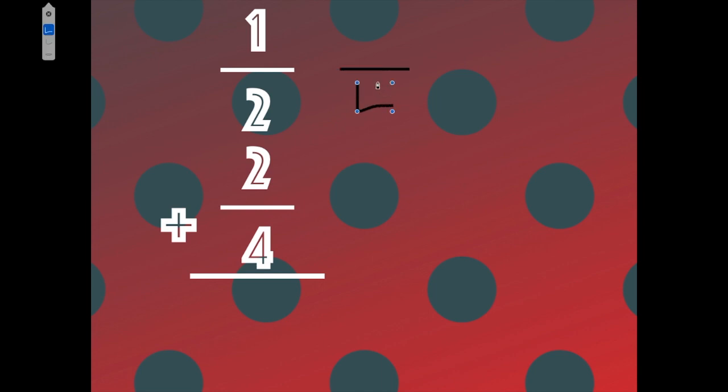I can use 4. So if I change 1/2 over to fourths, to do that, I need to multiply by a form of 1. So 2 times what gave me 4? 2. So I multiply the numerator by the same number. So it's 2 over 2. So 1 times 2 is 2. So now I have 2/4 plus 2/4.